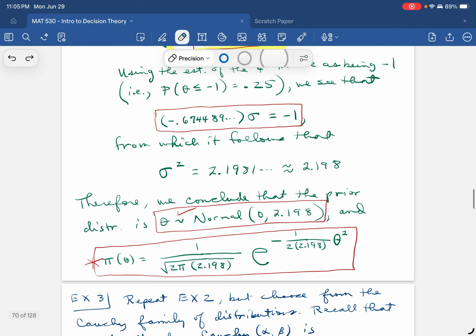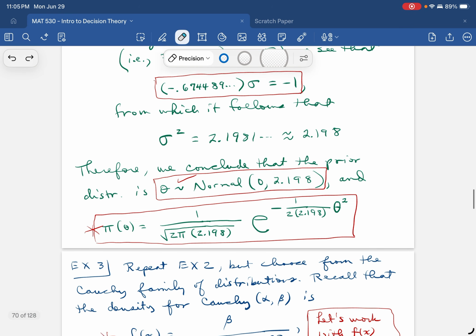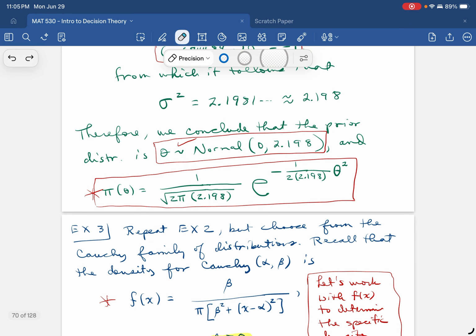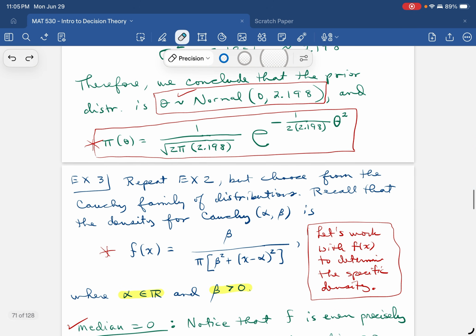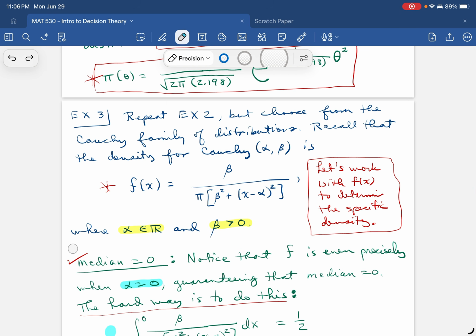Now let's repeat that example, but let's choose from a different family. Let's consider the Cauchy family of distributions. And so recall that a Cauchy family looks like this. And again, there's two parameters, so we'll need two fractiles. We already have those two fractiles. We know that the median is 0, and so notice that this function f will give us an even function only when alpha is 0. And so the fact that the median is 0 tells us that alpha equals 0.